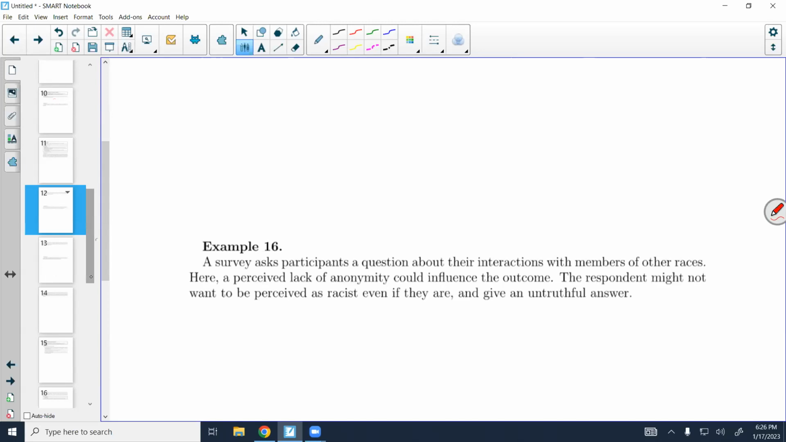The survey asks participants a question about their interaction with members of other races. Here, a lack of anonymity could influence the outcome. The respondent might not want to be perceived as a racist, even if they are, and give an untruthful answer. So, again, makes it almost impossible to do a dang survey. So many ways that it can be skewed.